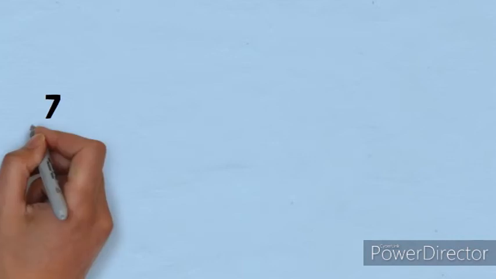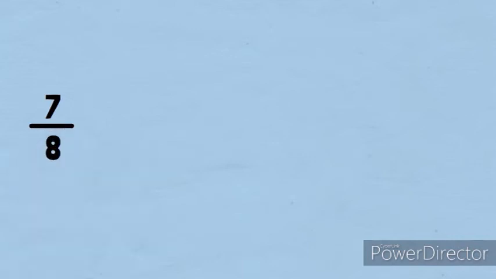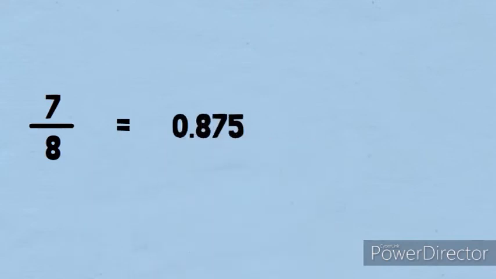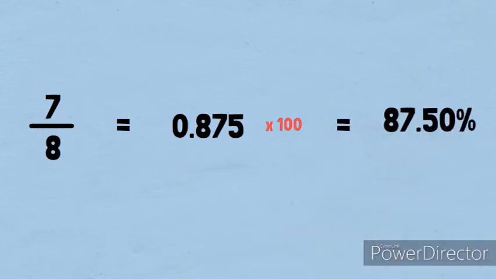Example 3. 7 by 8. 7 divided by 8 is 0.875. Now we have to multiply this times 100. To multiply times 100, just move your decimal point 2 places to the right. That gives you 87.5. So your percentage is 87.50%.